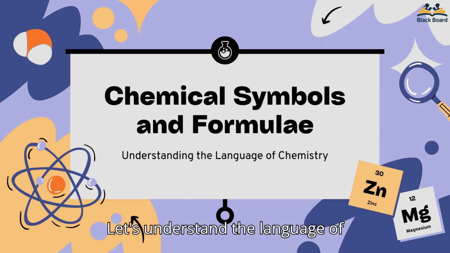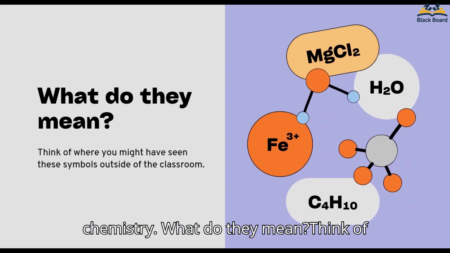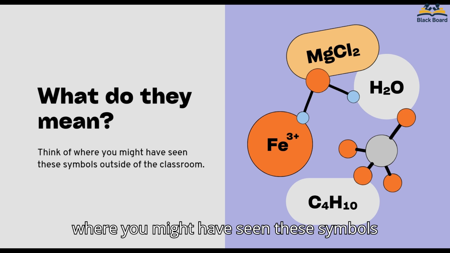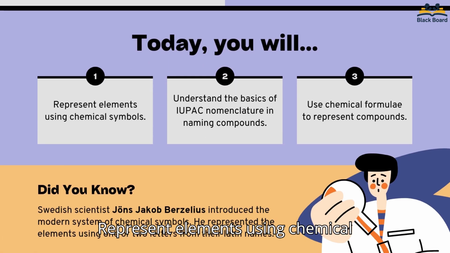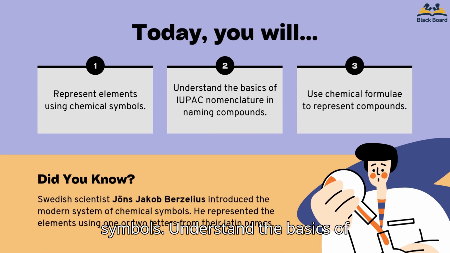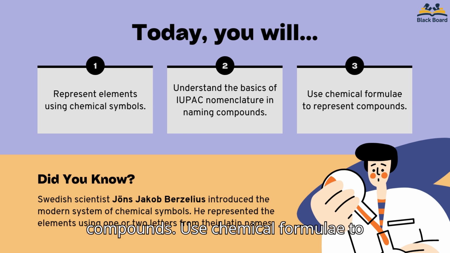Let's understand the language of chemistry. What do they mean? Think of where you might have seen these symbols outside of the classroom. Today, you will represent elements using chemical symbols. Understand the basics of IUPAC nomenclature in naming compounds. Use chemical formulae to represent compounds.